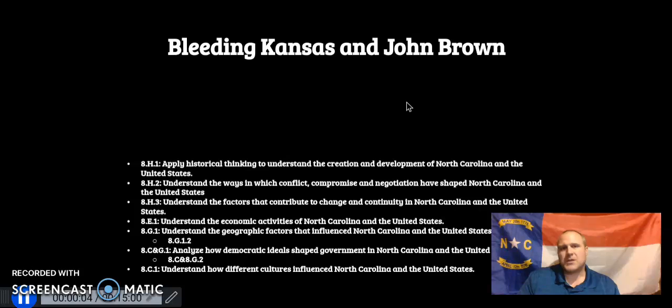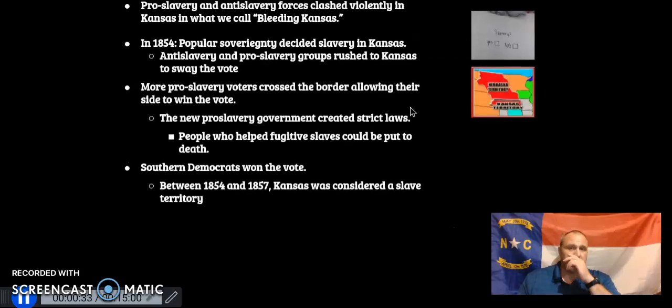Last time I left you off at the Kansas-Nebraska Act of 1854. I just touched on Bleeding Kansas. This is going to be a brief overview of what really happens during Bleeding Kansas, and John Brown, one man who made a lot of people scared. So what was Bleeding Kansas?